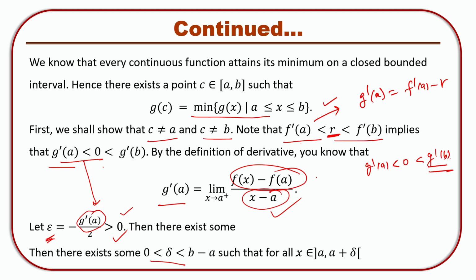So that's all, and I think once you go through both statements, you will find that for any different number r between f'(a) and f'(b), there exists some number c belonging to (a, b) such that f'(c) is going to be r. So thank you so much.